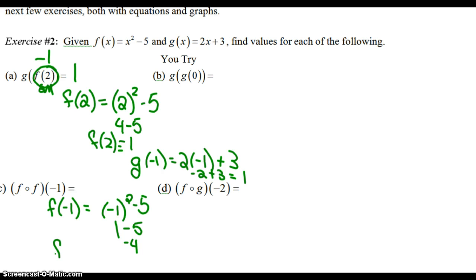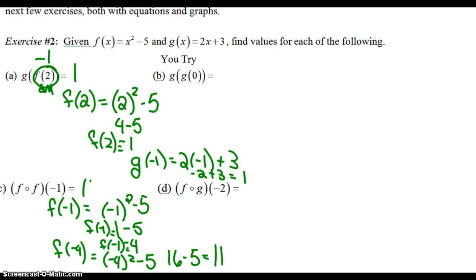Then you're going to plug that in, so f of negative 1 equaled negative 4. So f of negative 4, now plugging in the second time. Remember, we've got a negative squared. So keep that in mind. You're going to have 16 minus 5 is going to bring me down to 11. So f of f of negative 1 is 11. Now you're going to do the second two, b and d, and you'll show me that in class, okay? So take a second, pause the video. Great job. Let's move on.